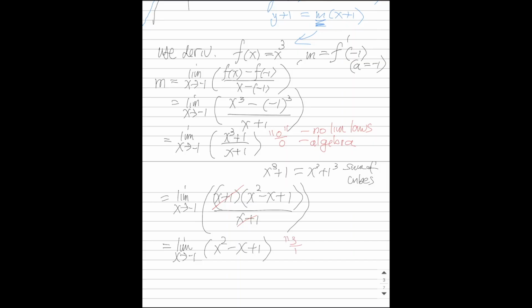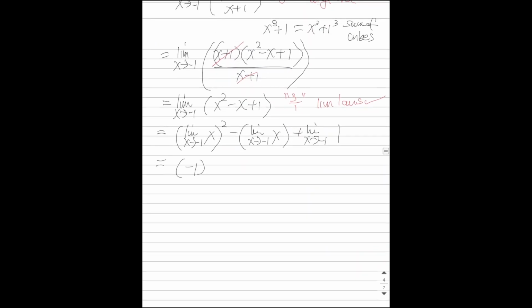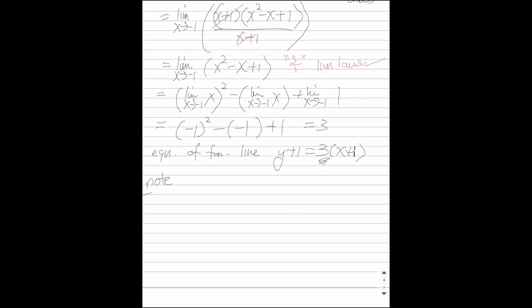And when we sneak a peek now, this is just going to give me a 3 over 1. So I can use the limit laws. So I'll get the limit as x approaches -1 of x squared, subtract the limit as x approaches -1 of x, plus the limit as x approaches -1 of 1. And so this is going to very nicely work out to (-1) squared, subtract -1 plus 1, which is a 3. And so the equation of the tangent line is then y plus 1 is 3 into x plus 1. So we have been successful in figuring out the slope of the tangent line using this derivative formula.